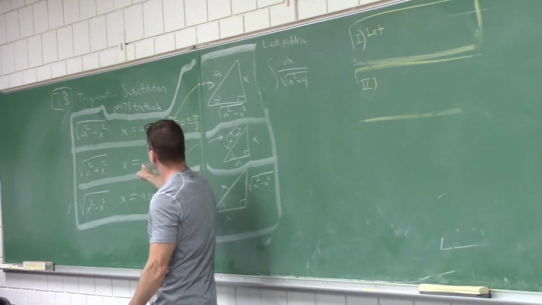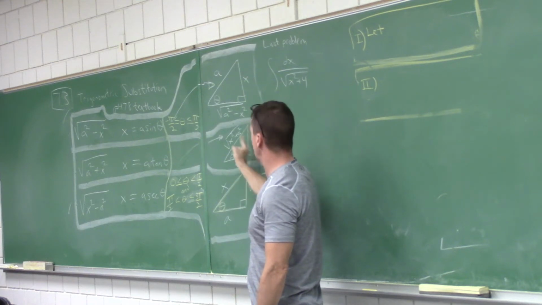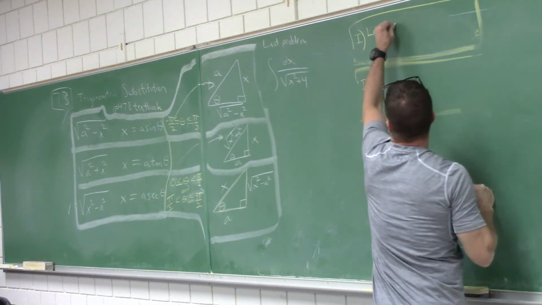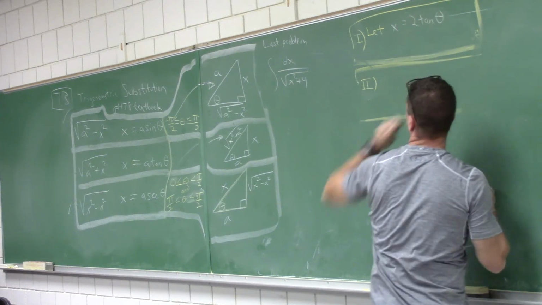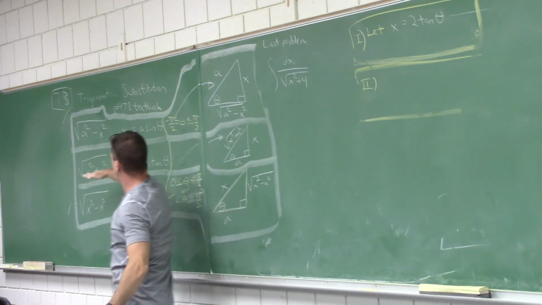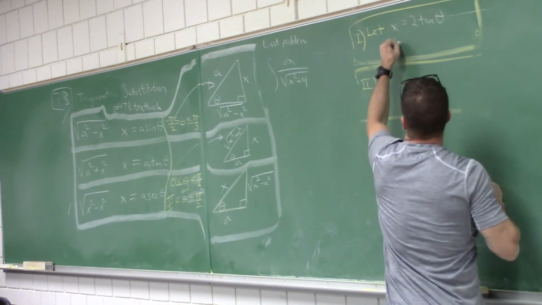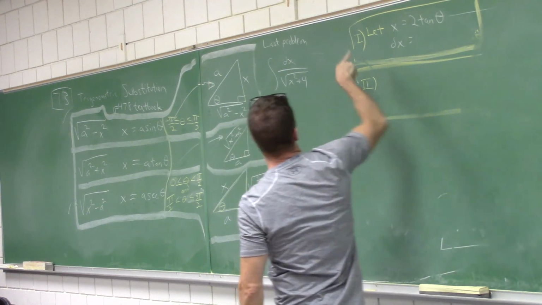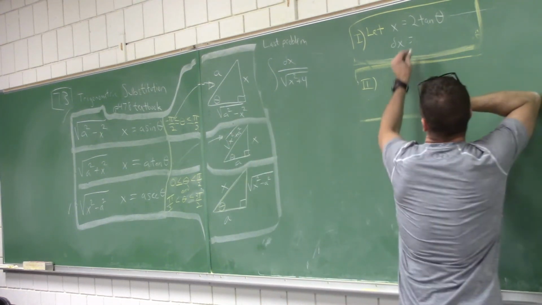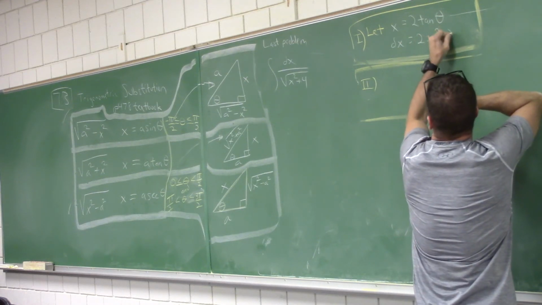You got it. 2 tangent theta. That's a 2, that's an x. So I'm going to let x equal 2 tangent theta, because of this. All right, what's dx? Was everyone okay with this? It was by recognizing it, okay. Now what's dx? Yeah, the derivative of tangent theta is secant squared.